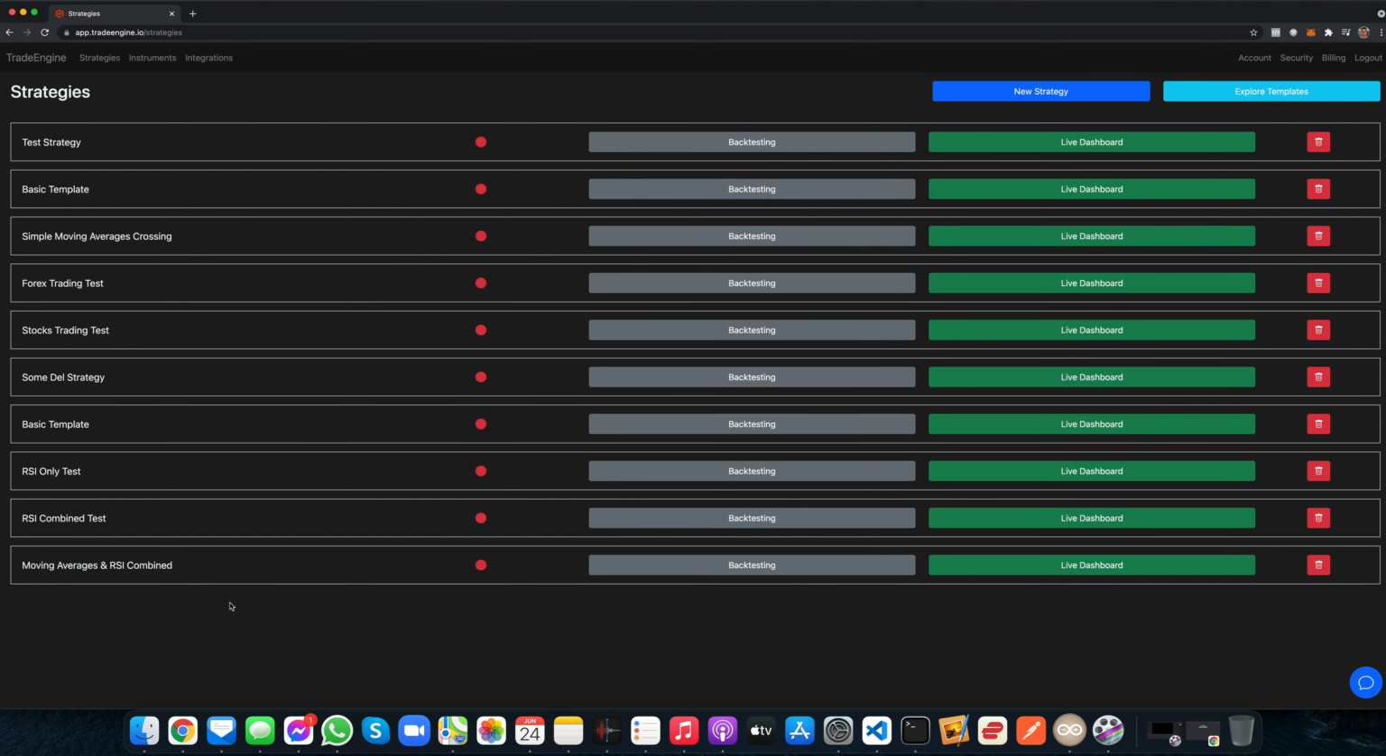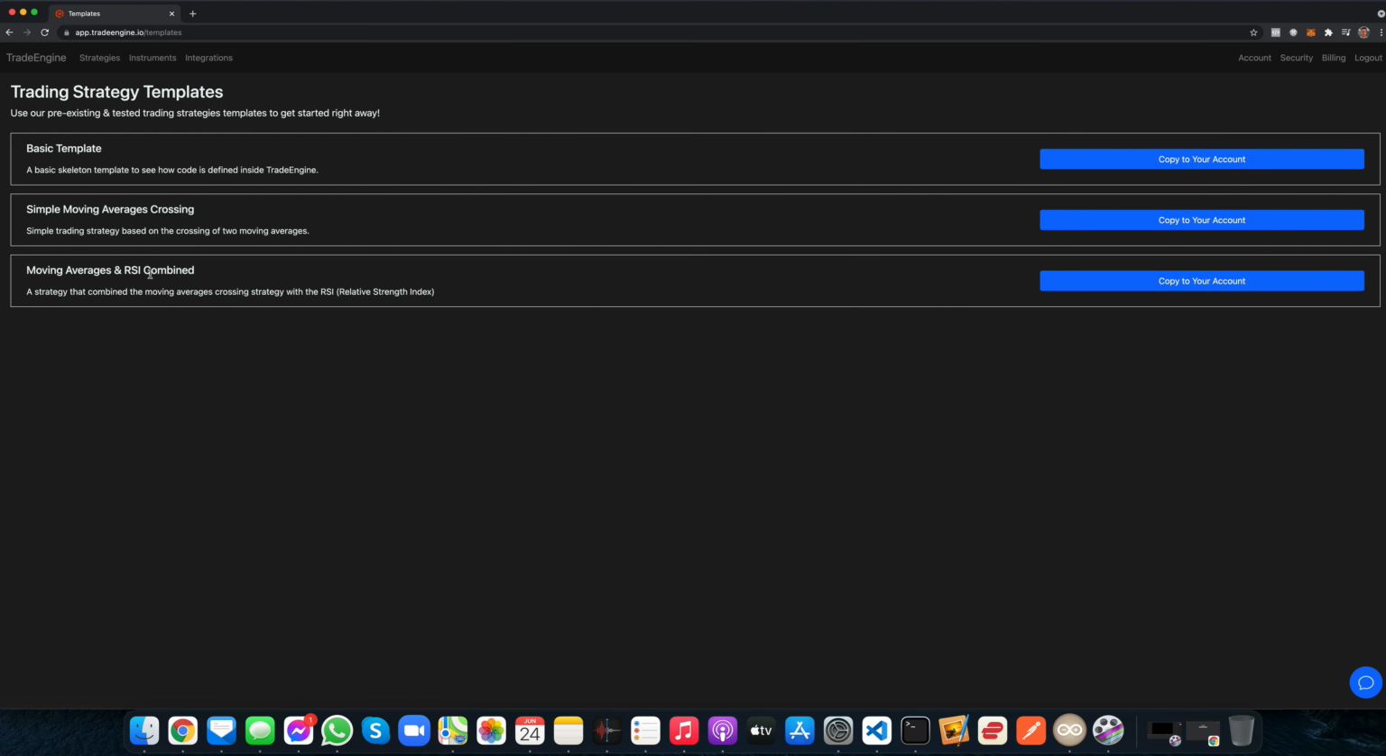Just as a side note, you can find this strategy in our templates. You can click on Explore Templates from the main strategy panel on TradeEngine, and you will find this strategy along with an ever-expanding list of other strategies that you can copy into your account with just one click.